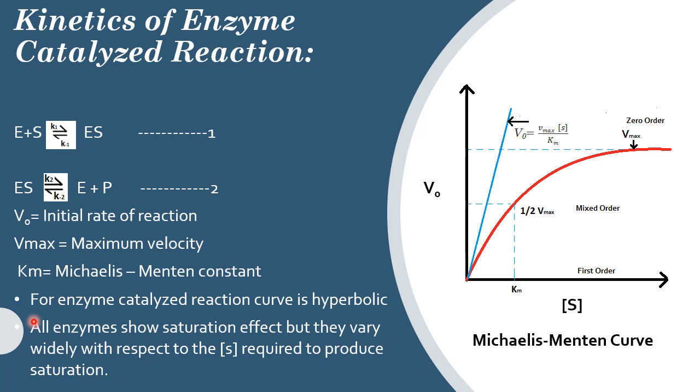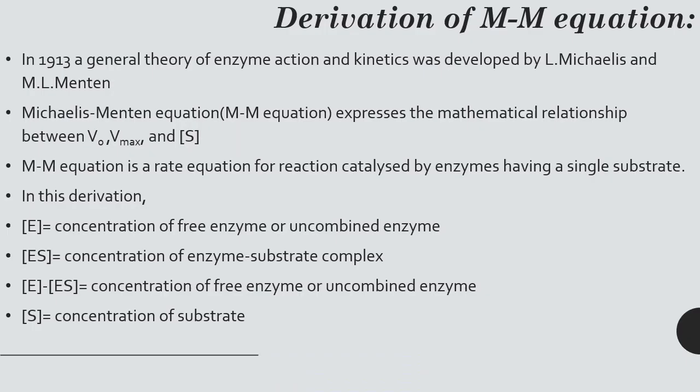This stage is called post steady state. For all enzymes that obey the Michaelis-Menten kinetics, a graph of initial velocity V0 versus substrate concentration gives a rectangular hyperbola. So with this knowledge of enzyme kinetics, now let us move on to derivation of the Michaelis-Menten equation.